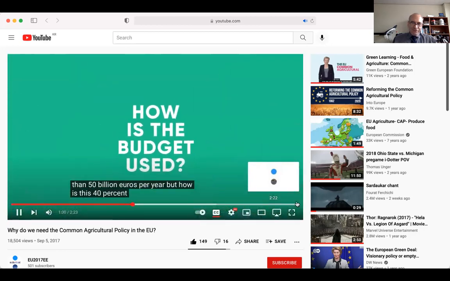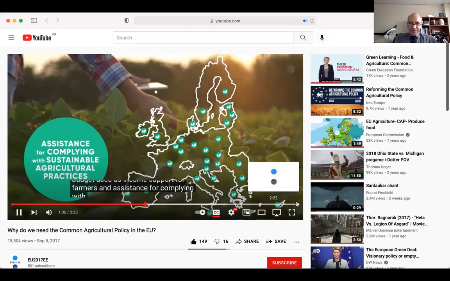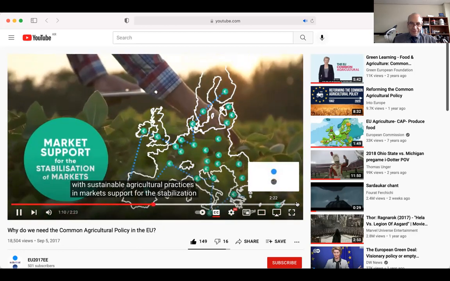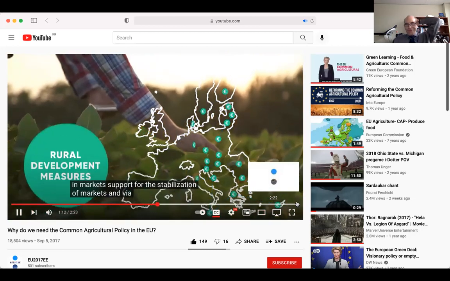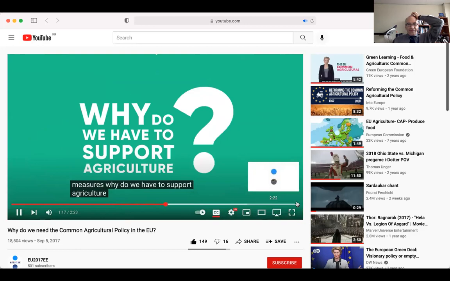But how is this 40% of the EU's common budget used? As income support for farmers and assistance for complying with sustainable agricultural practices, in market support for the stabilization of markets, and via rural development measures. Why do we have to support agriculture?